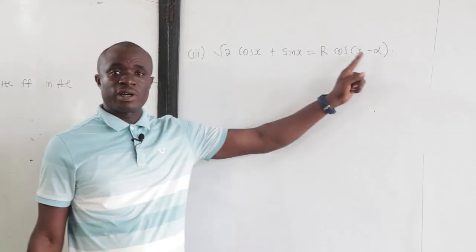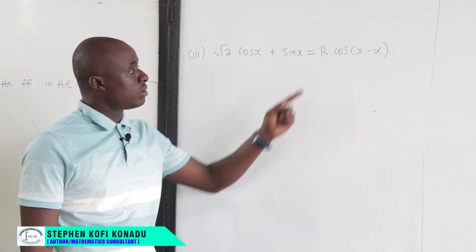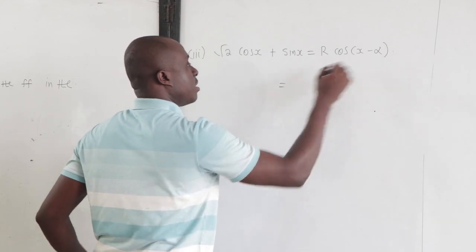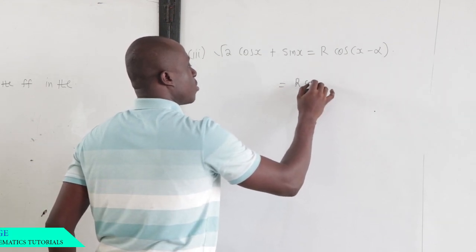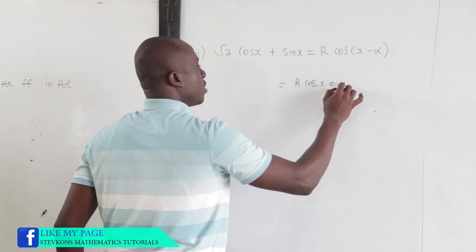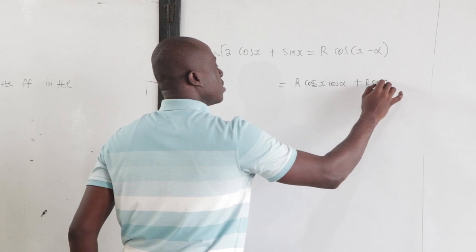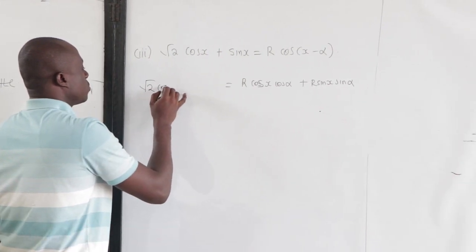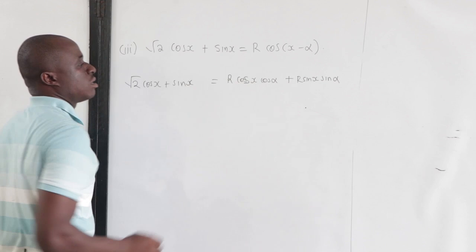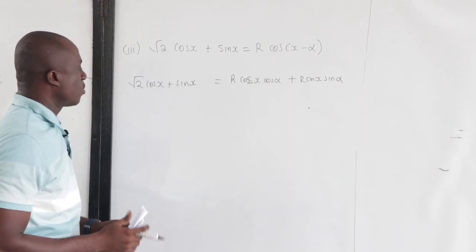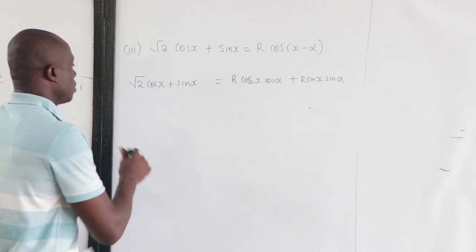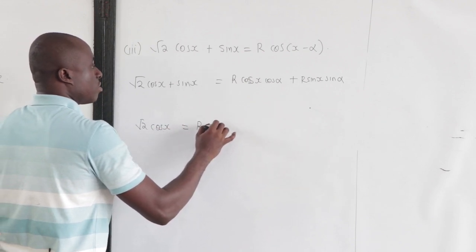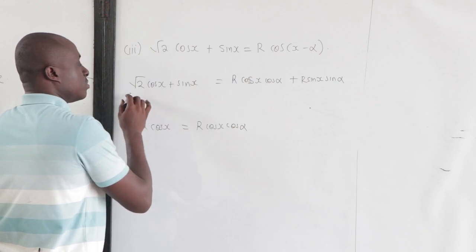Now the third one, so we have to factorize the right hand side so that we can find our r and then our alpha. Now when we factorize the right hand side, we have r cos x cos alpha plus r sin x sin alpha. So you have the square root of 2 cos x plus sin x. Now comparing coefficients, that is cos x and then cos x. So you have root 2 cos x equal to r cos x cos alpha. That is comparing this.